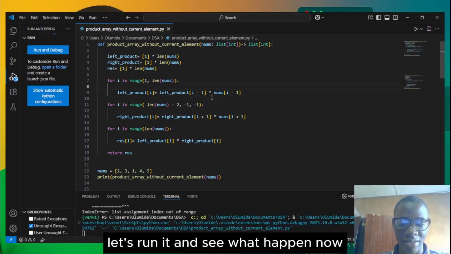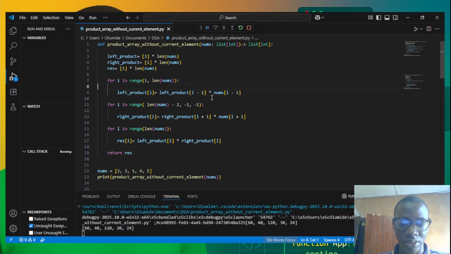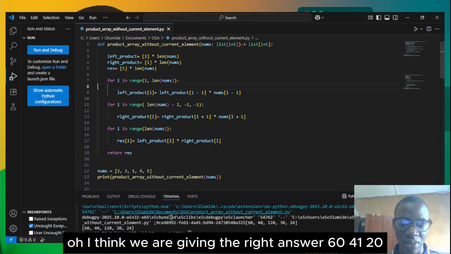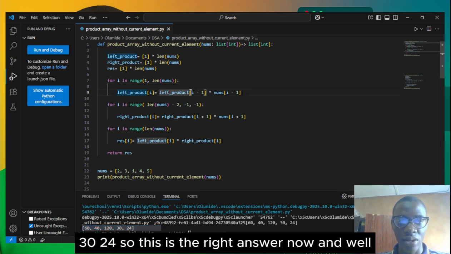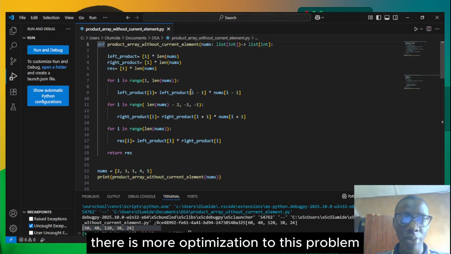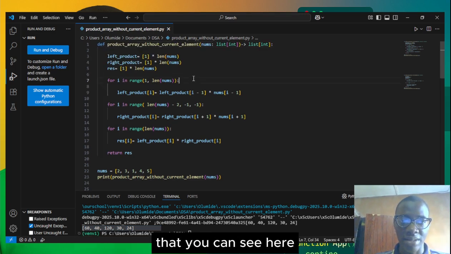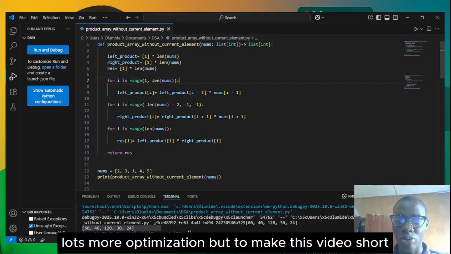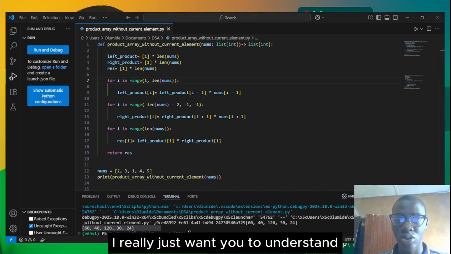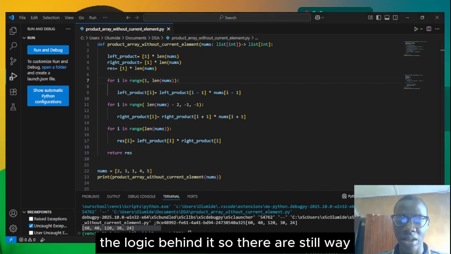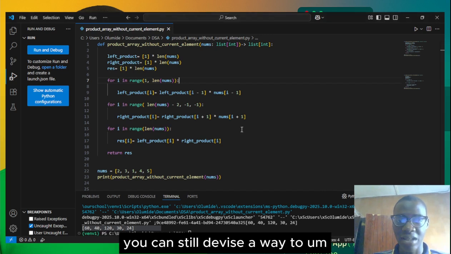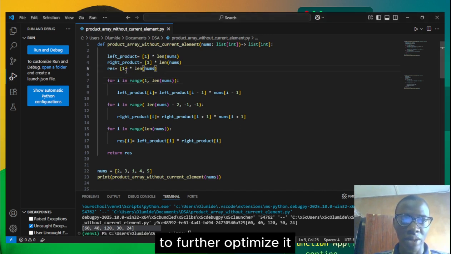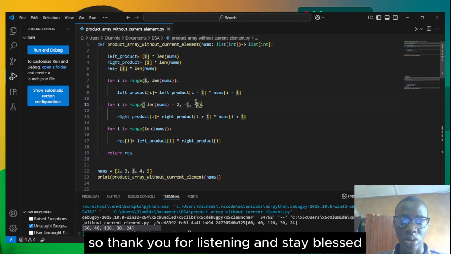Let's run it and see what happens now. I think we are getting the right answer: 60, 40, 120, 30, 24. So this is the right answer now. There is more optimization to this problem that you can see here, lots more, but to make this video short, I just want you to understand the logic behind it. You can still devise a way to further optimize it. Thank you for listening, and stay blessed.